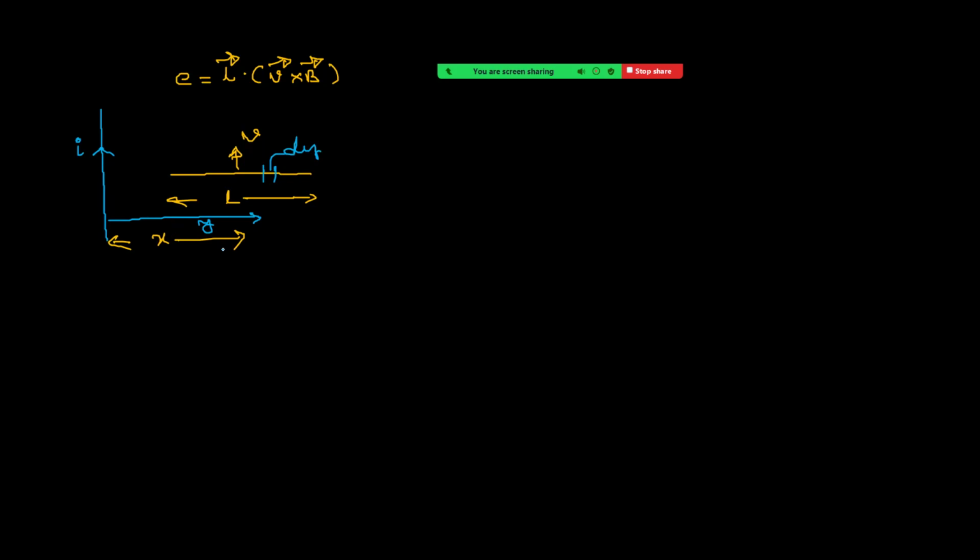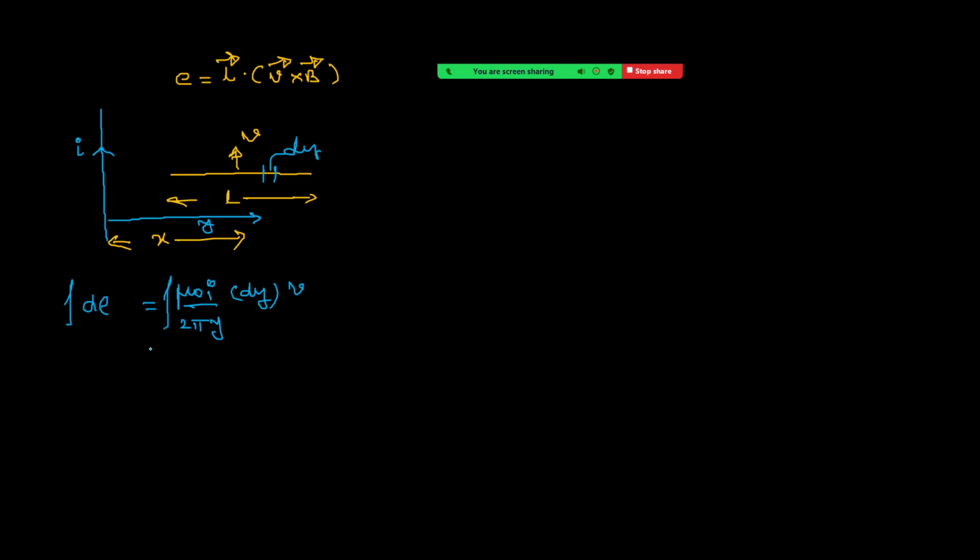Across that length, what is the EMF induced? That is given by B, where B equals mu naught I by 2 pi y because of a current carrying wire. B, L is now dy, so it is BLV. Like this, we have to take all elements from this end up to this end, so I am taking integration here.